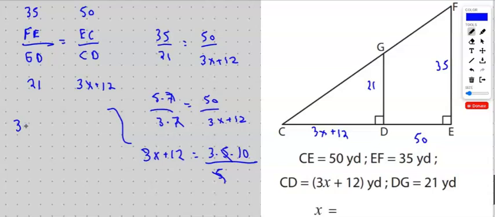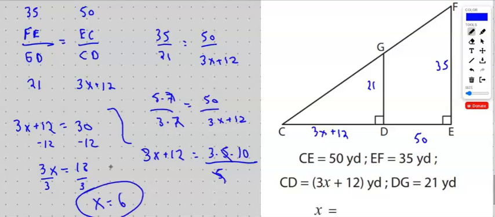So I have 3x plus 12 equals 30. Minus 12, minus 12. 3x equals 18. Divide by 3. Divide by 3. X equals 6. That's going to be how you're going to work these problems, right? Trying to keep it all straight. Makes sense.